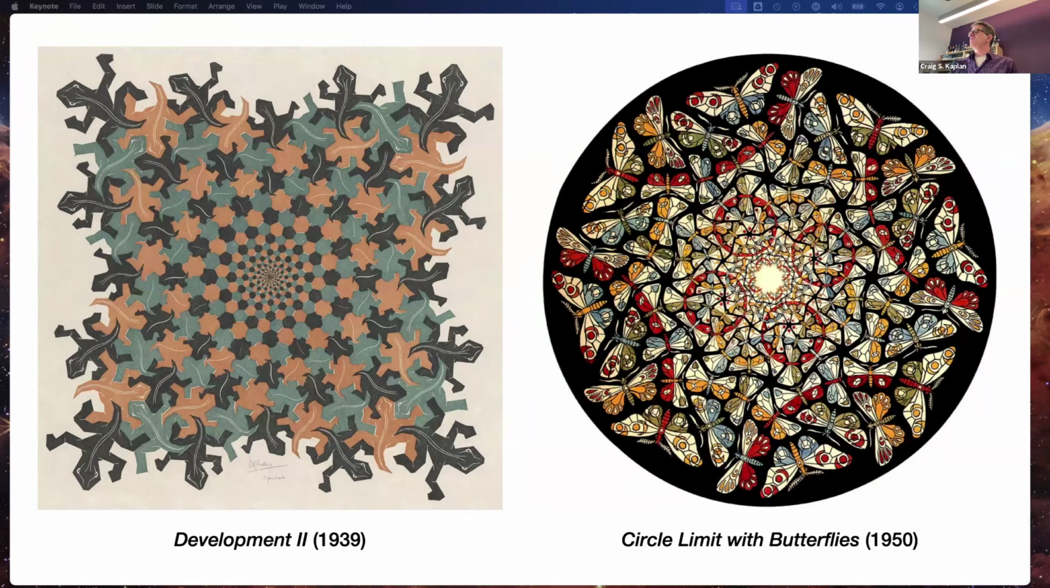And then a much more elaborate one is Circle Limit with Butterflies on the right there, which again is maybe a little bit related to Sky and Water in that the tiles are a little more abstract and geometric in the middle, but evolve and kind of fly free from one another towards the outside.